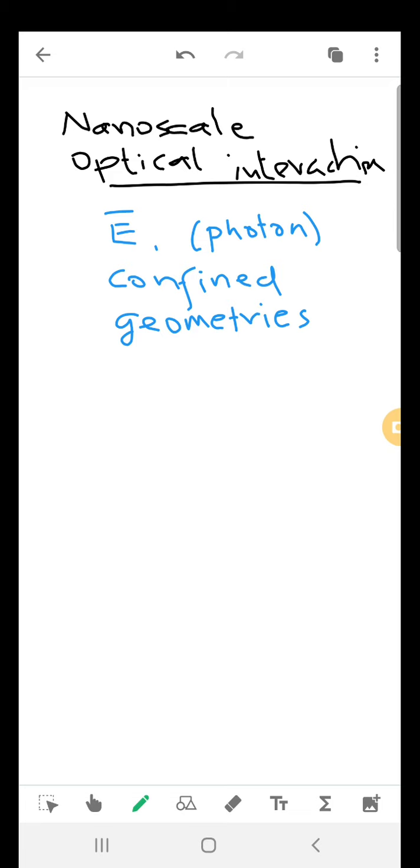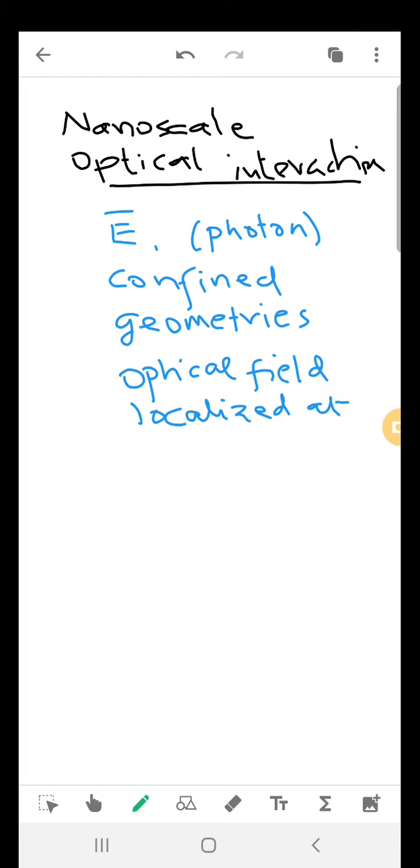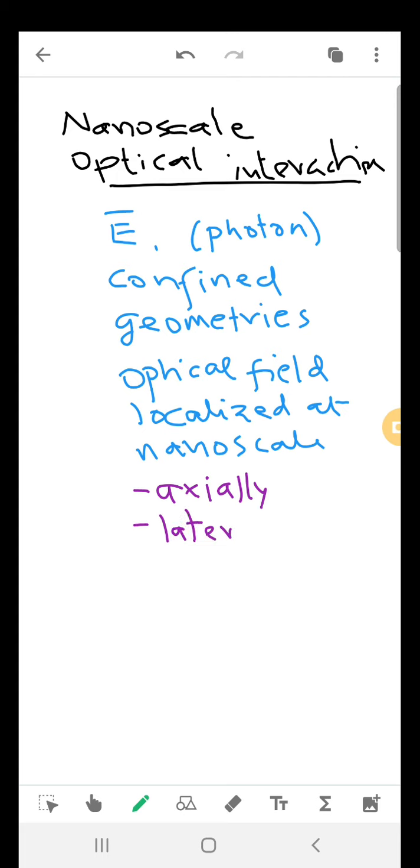Now, the optical field can be localized at nanoscale, and the localization can take place both axially or laterally.